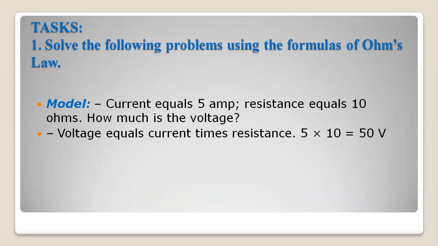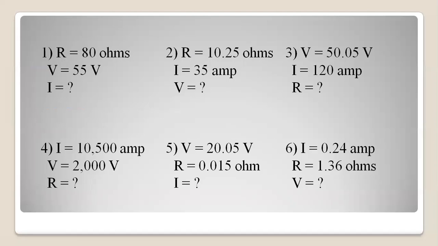If everything is clear, there are some tasks for you to do during the lesson. The first task: to solve the following problems using the formulas of Ohm's law. Here is a model. For example, current equals 5 ampere, resistance equals 10 ohms. And how much is the voltage? Voltage equals current times resistance, that is, 5 times 10 is 50 volt. Like this model, you are to solve all of these 6 problems. I think it is not so difficult for you.